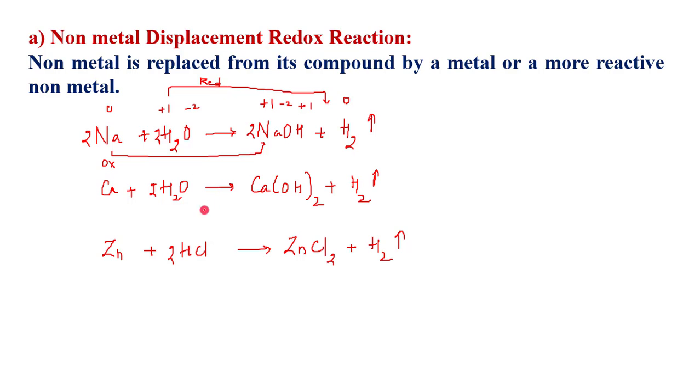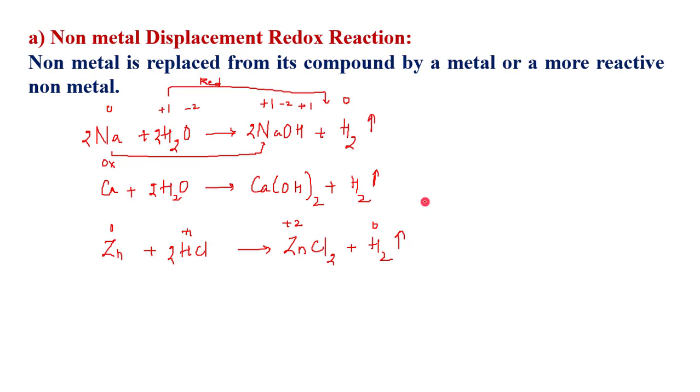Okay. Same way, calcium oxidation state will be 0 here, and here it will become +2 as it is an alkaline earth metal. So calcium undergoes oxidation, hydrogen undergoes reduction. Here also, zinc from 0 becomes +2. Zinc undergoes oxidation, hydrogen undergoes reduction, because hydrogen from +1 is going to become 0 here. So in all these examples, hydrogen is undergoing reduction, from H2O or HCl it is changing to hydrogen gas. Okay.